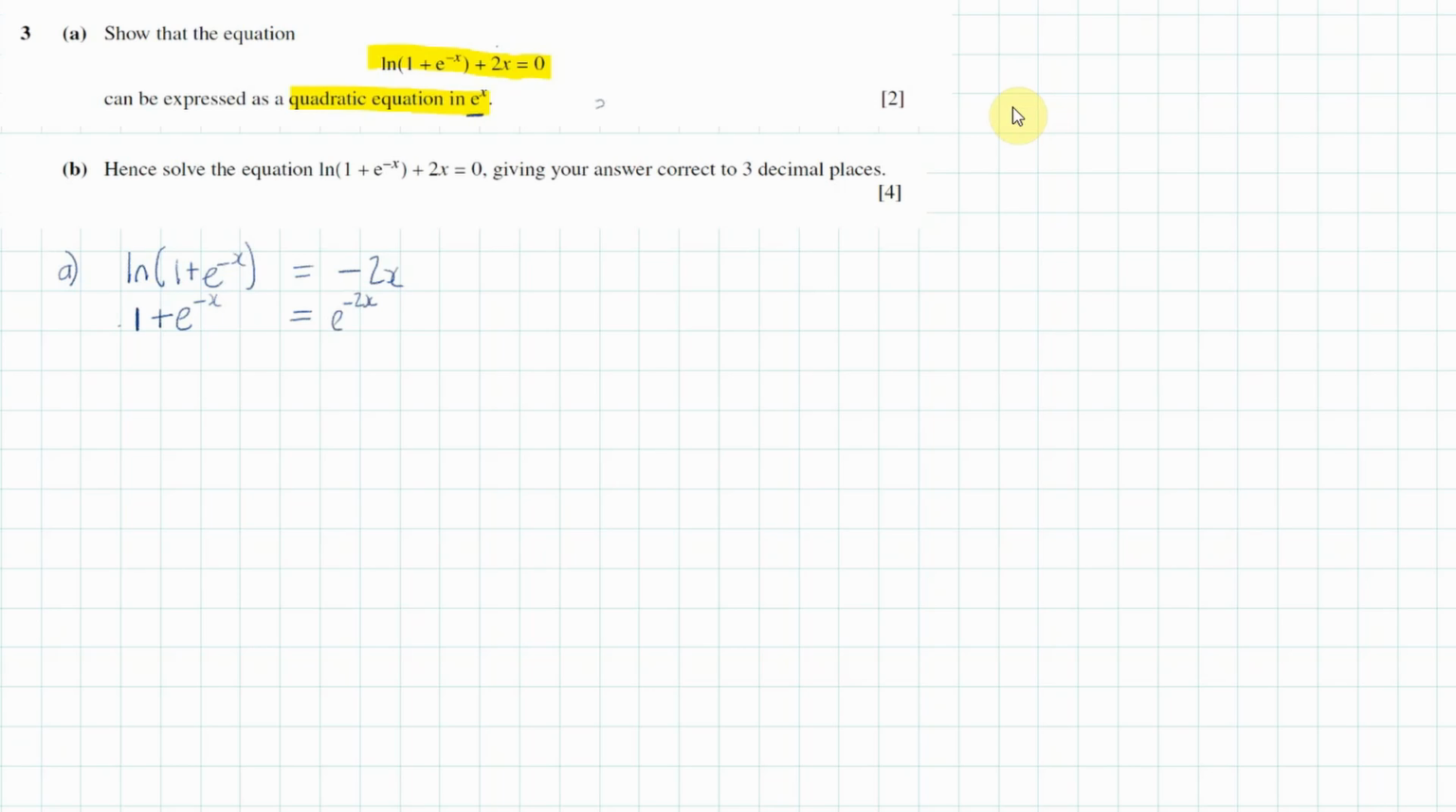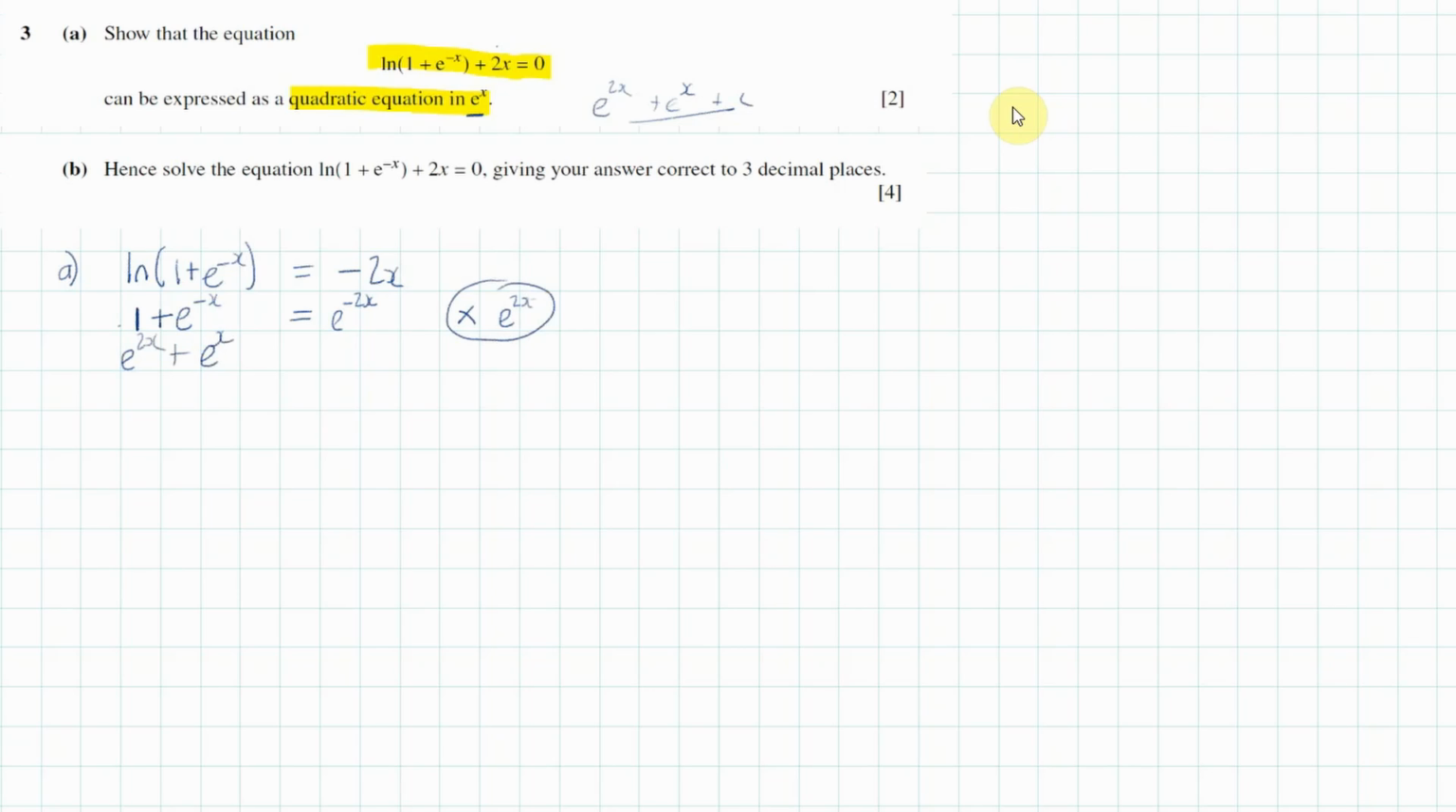So I'm looking for something like this, a quadratic equation. That's what I'm trying to achieve, and I'm getting pretty close to it. At this point, I might decide to times everything by e to the 2x, both sides. The reason I'm doing that is because I want to have positive powers of x. So this 1 becomes e to the 2x. This e to the minus x becomes e to the x.